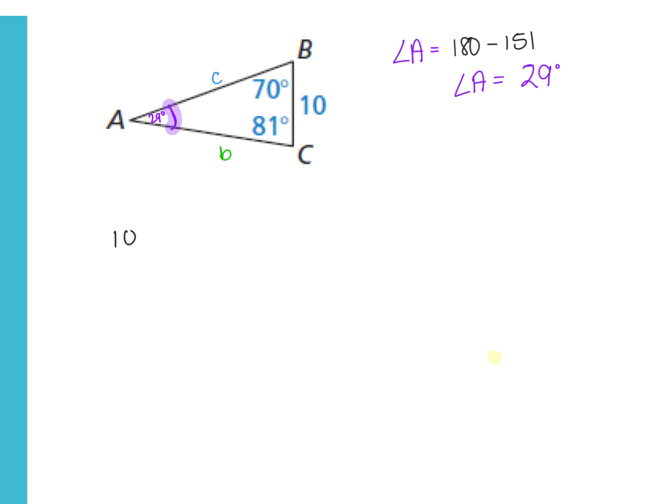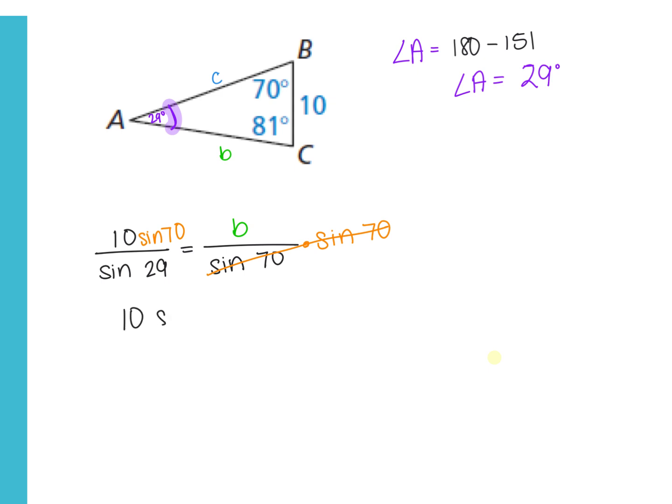So I have 10 over sine 29, because my A's are going to go with my A's, equals b, which is what I'm trying to find, over sine angle B, which is 70. Now I'm going to multiply both sides by sine 70, because that's what I'm trying to get rid of. I'm going to have 10 sine 70 over sine 29. That's going to equal side B.